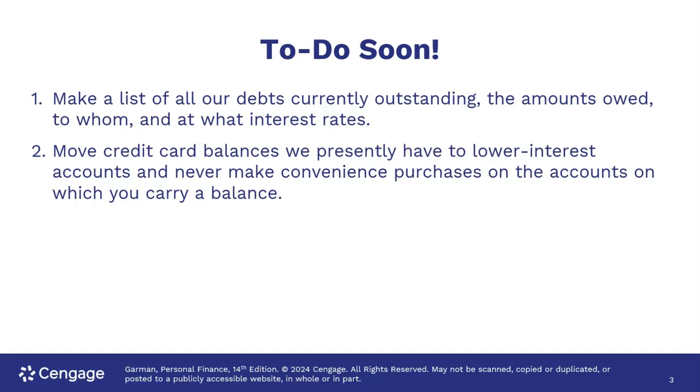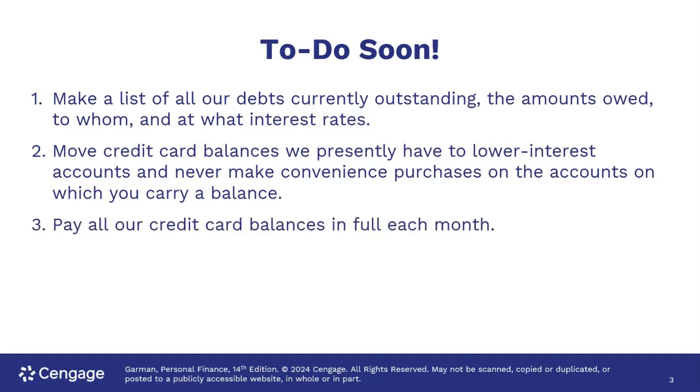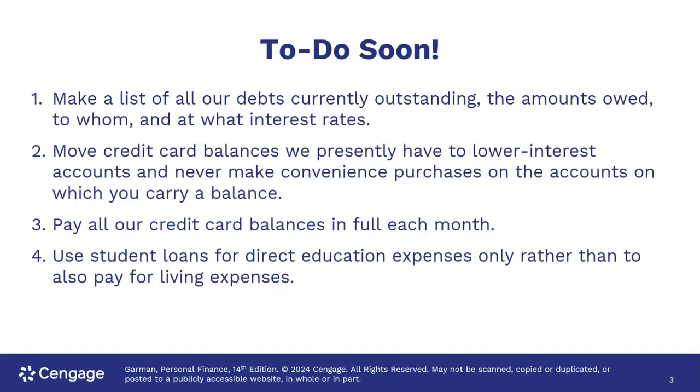One of the worst mistakes you can make is buying perishables with credit. For example, buying groceries with a credit card and carrying a balance. If you're going to carry a balance on something, you want it to have a significant useful life. Pay all your credit card balances in full each month. Use your student loans for direct education expenses only rather than to pay for living expenses.